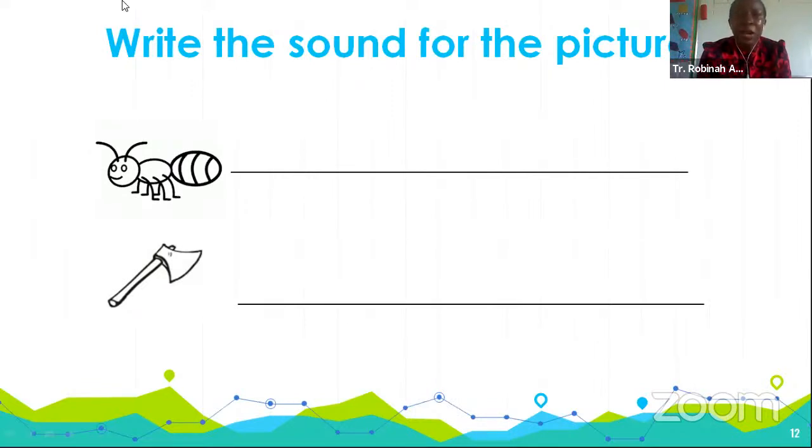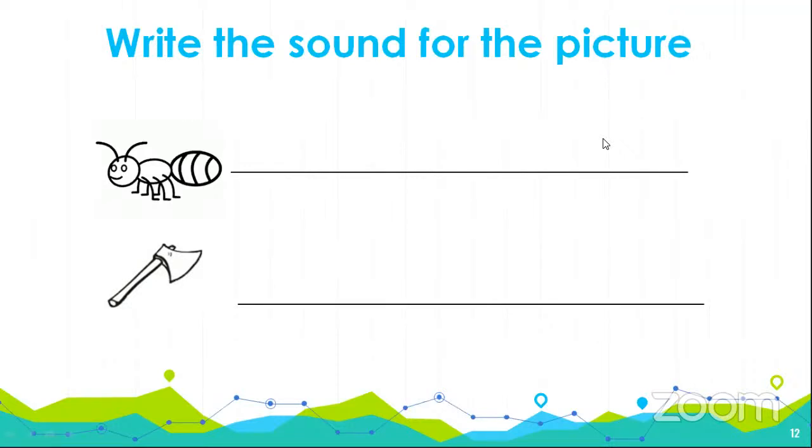The next thing we are going to do is write the sound for the picture. What picture can you see there, Jeva? Unmute and tell us. What can you see there? Ant. Yes, thank you. Ant begins with which sound?